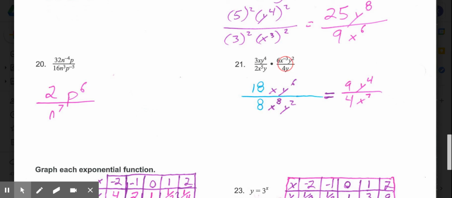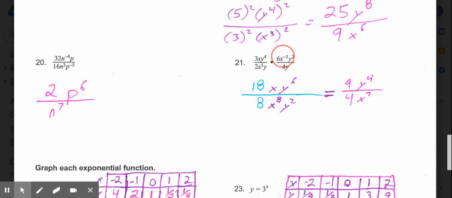Now, if you're wondering why I skipped this x to the negative 3, I'm looking at moving that to the bottom as x to the third. So on bottom, 2 times 4 would give me 8. X to the fifth and that x to the third, when I move it down there, would be x to the eighth. And y times y is y squared. So here I am with 18x times y to the sixth over 8x to the eighth y squared.